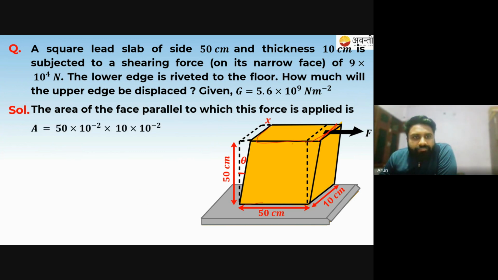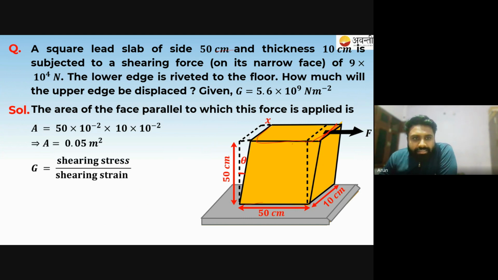Now, area is given to you as 50 into 10 raised to the power minus 2 into 10 into 10 raised to the power minus 2. 50 centimeter is given, so you have to convert centimeter into meter. 10 centimeter, again you have to convert it into meter. Area is nothing but length into width. So we multiply this length with width. Now, area you will have 0.05 meter square.